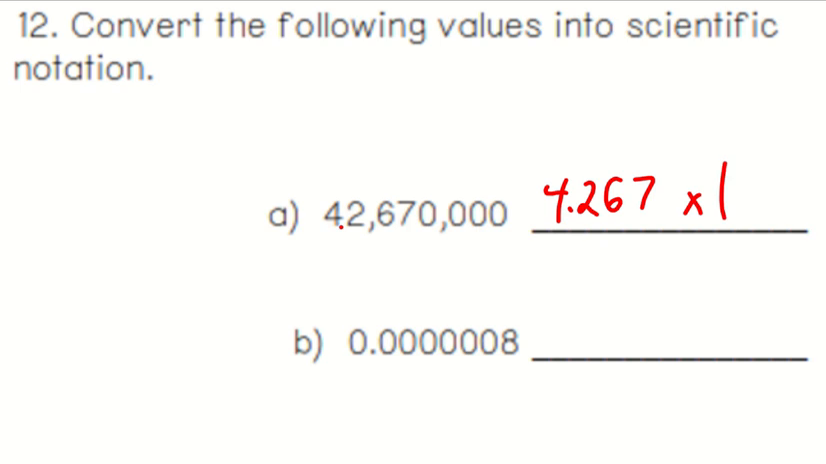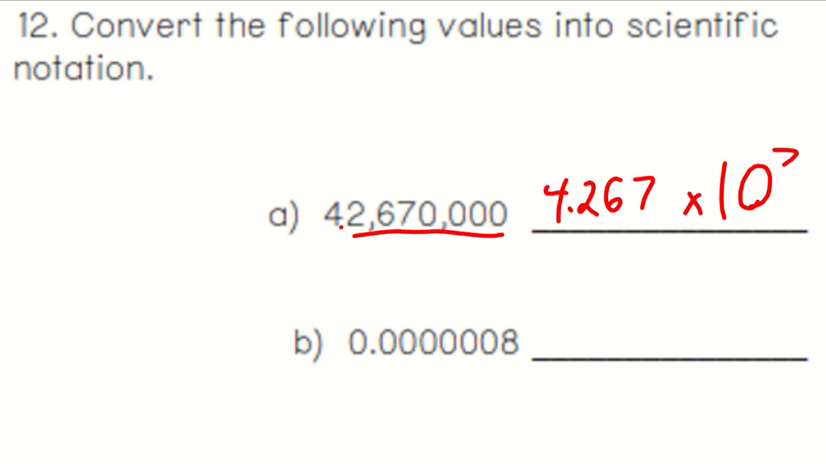Then we got times 10. What would my exponent be? 7. We count the digits after the decimal, that's the exponent. When it's a big number like that, and 42 million counts as a big number, positive exponent.